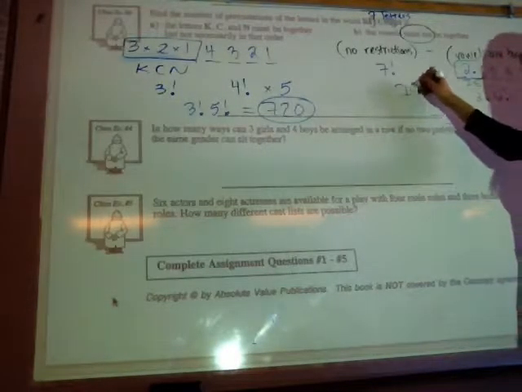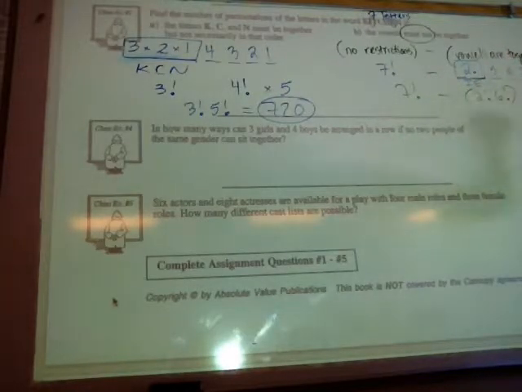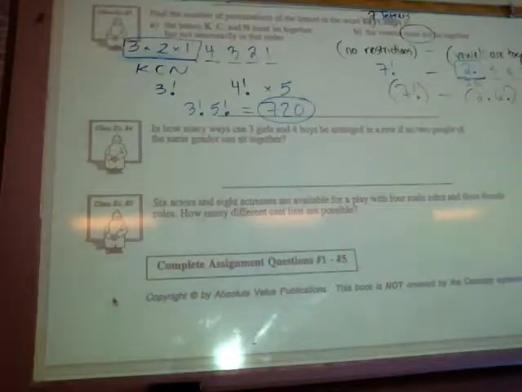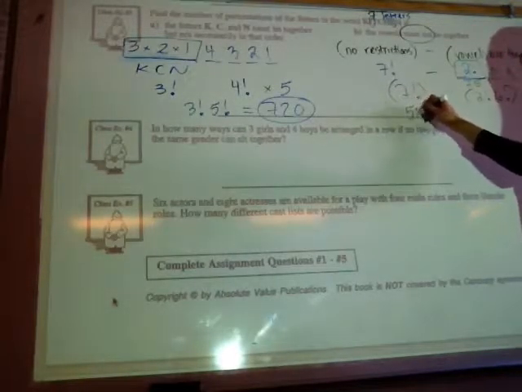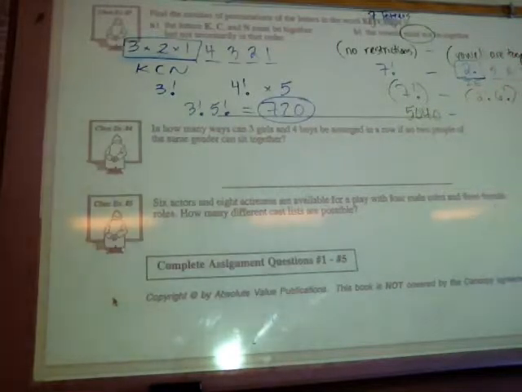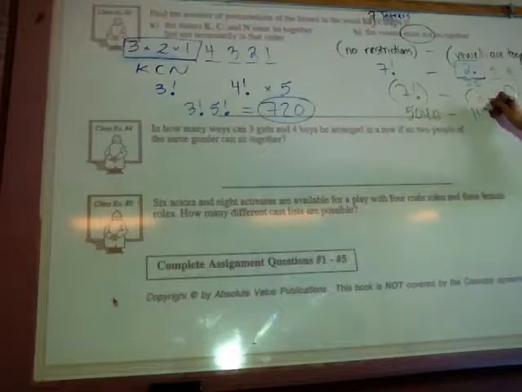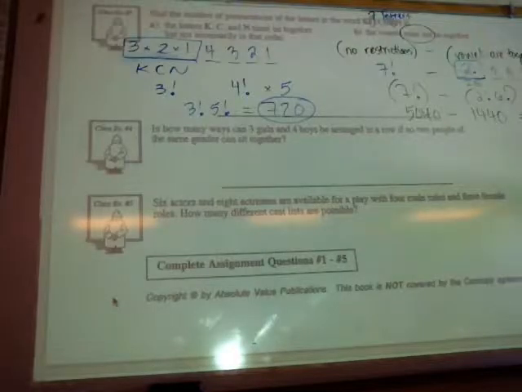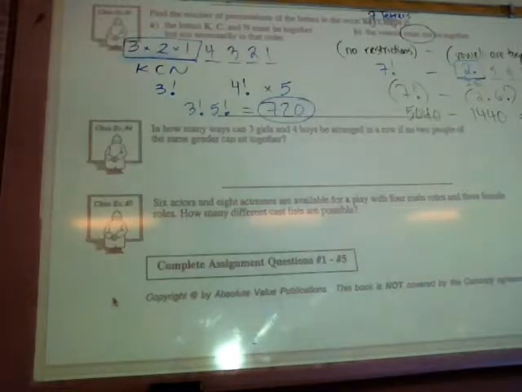So we have 7 factorial minus 2 factorial times 6 factorial. 7 factorial is 5040. And 2 factorial times 6 factorial, we get 1440. So subtract and you get 3600 different ways where the vowels will not be together.